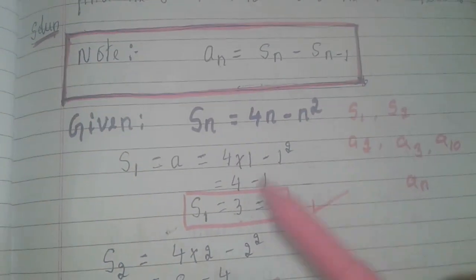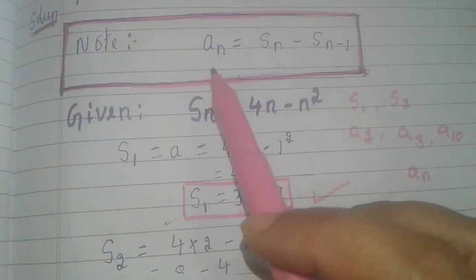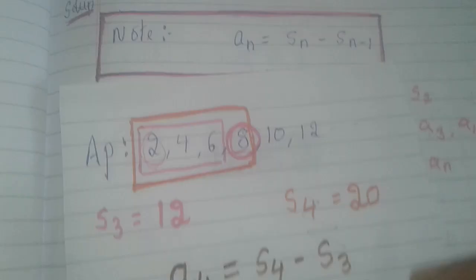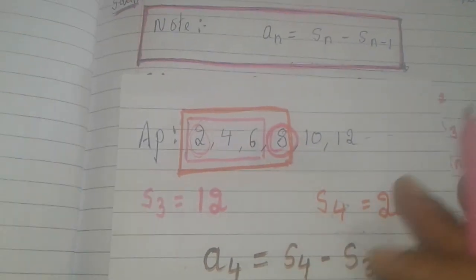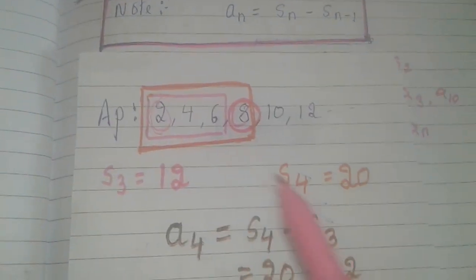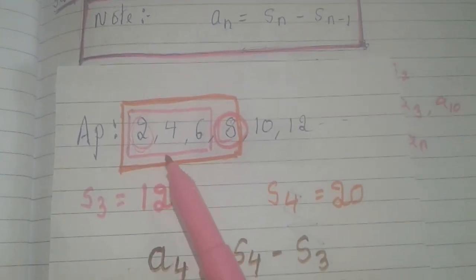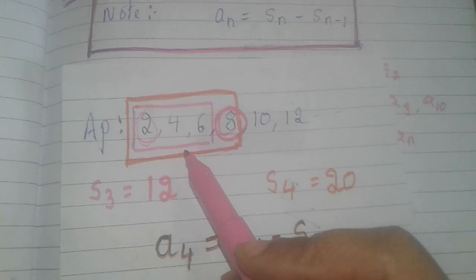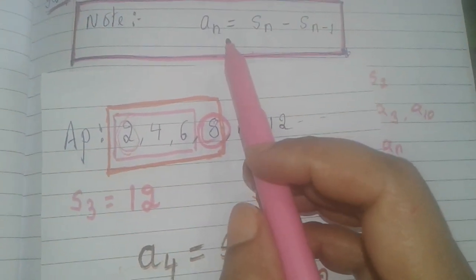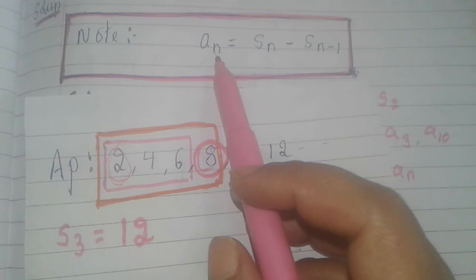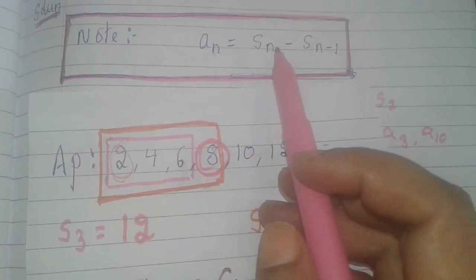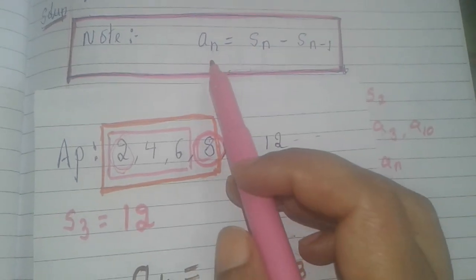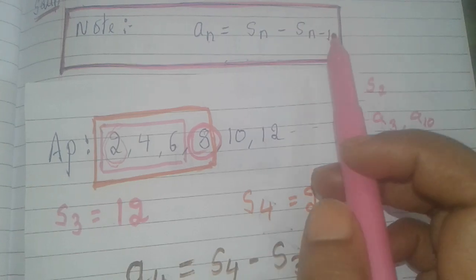Before I start this answer, let me explain how this formula works with one example. In the question he has not given the AP, but I consider one AP to explain this remark. Let me consider 2, 4, 6, 8, 10, 12. Clearly you know that this is an AP. Suppose I want to find the fourth term. Observe, children: A4 equals, putting n as 4, S4 minus S3. To find A4, I need S4 and also S3.